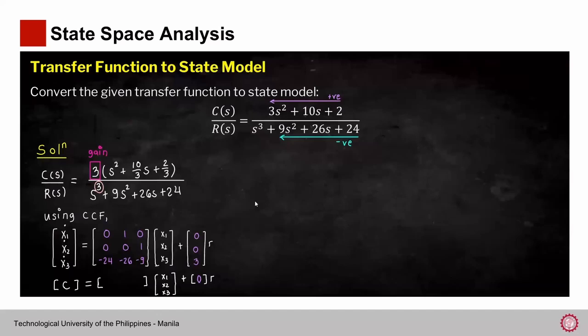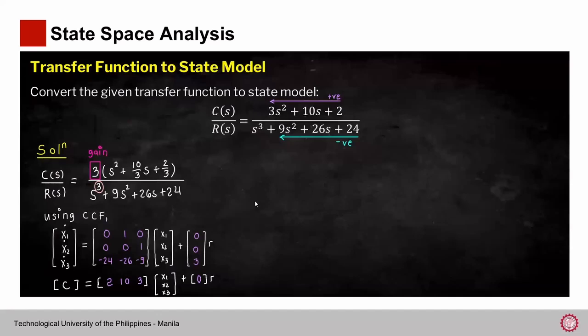If this is positive, guys, then going back, that would be 2 and then 10 and then 3. Okay, we have 2, 10, and 3. All right? So that is the answer. That is how you convert a transfer function to a state model using the controllable canonical form.